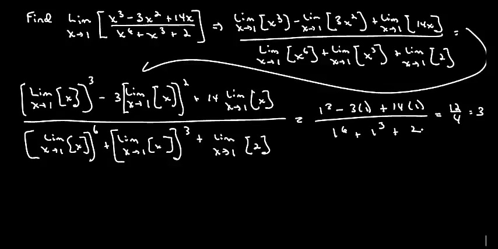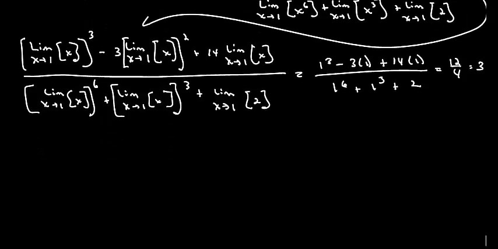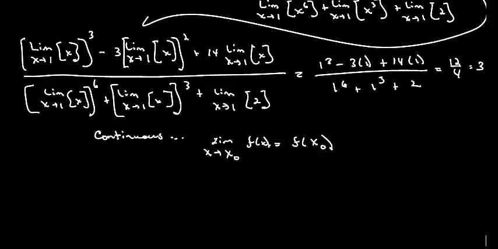So why not just plug in the value 1 into each of these? Again, we can only plug the value 1 in if this function is continuous. A function is said to be continuous, and I'll do this again in the next video, if the limit of f of x as it approaches some x naught is actually equal to the function evaluated at x naught.